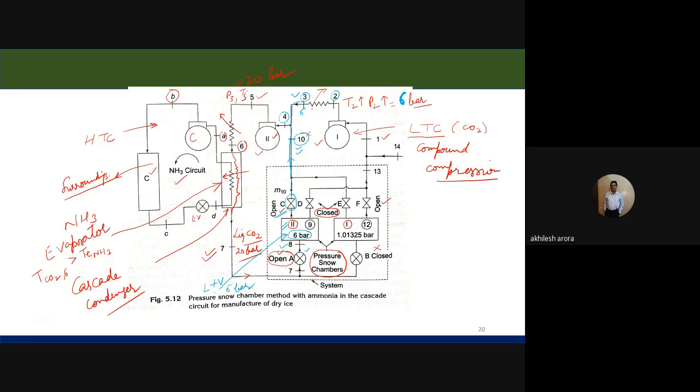See, now what will happen actually? In this snow chamber, you can see, if I talk about this particular snow chamber here, this is snow chamber number 2. Now we have liquid carbon dioxide here, and here we have the vapor CO2. So here we have the liquid and here we have the vapor. What will happen? See, here we have valve C. Automatically, because this valve C is open, you can see it is open here, this vapor will be sucked by compressor number 2.